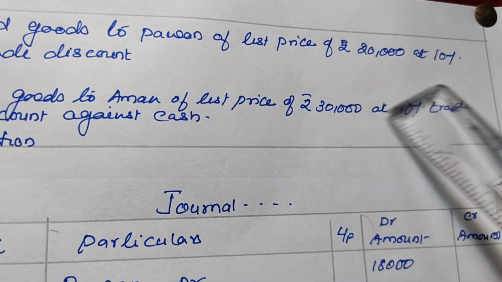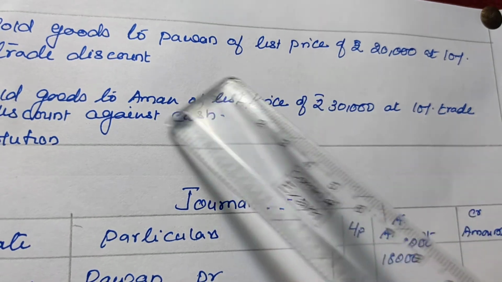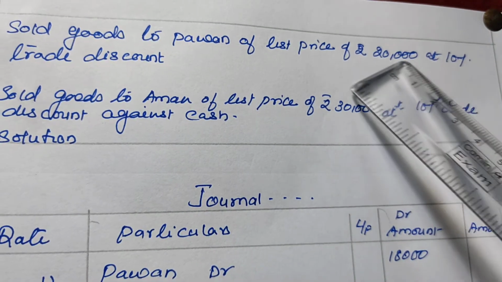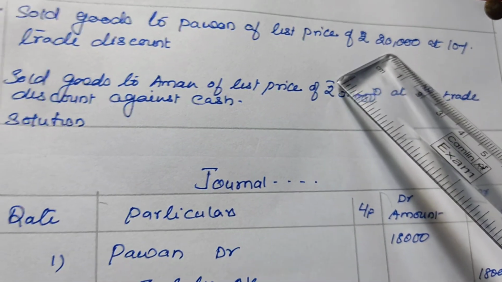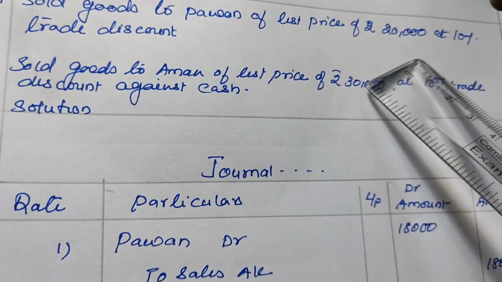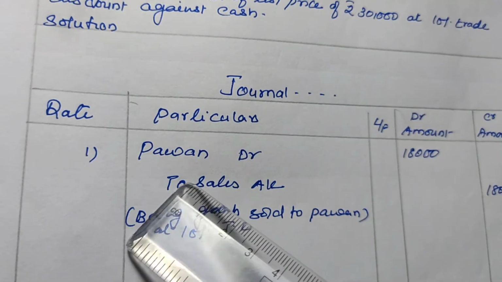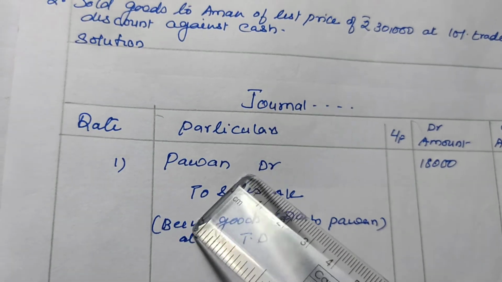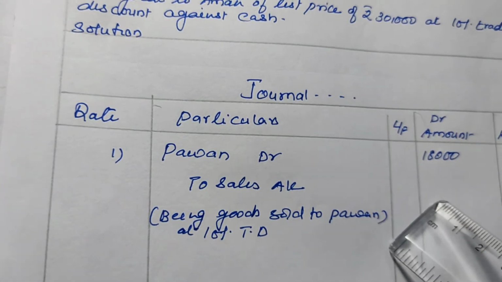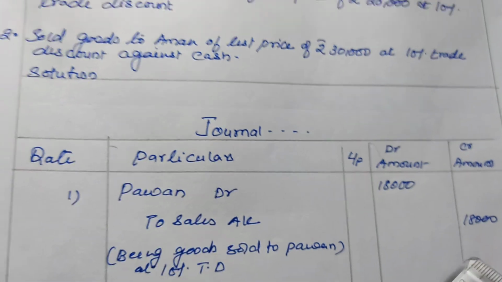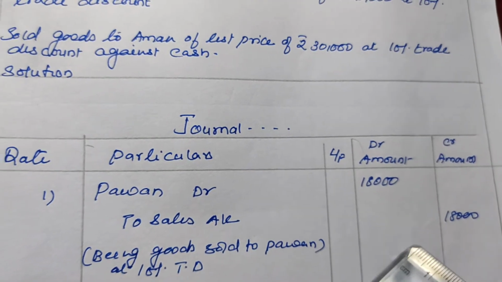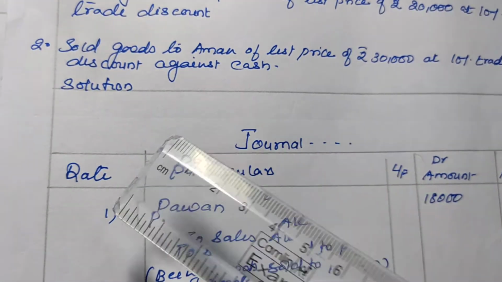20,000 is the list price. We'll deduct the 10% of the 20,000. Okay, 10% of 20,000 is 2,000. So 20,000 minus 2,000, we got 18,000. So here our entry will be same, Pawan debit to sales account, and we will write 18,000 in debit as well as in credit. Now let's see the next question.